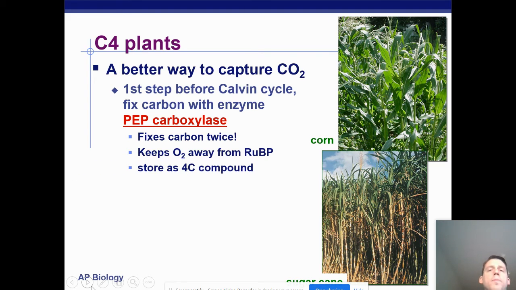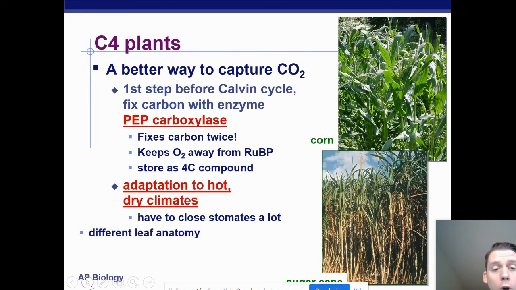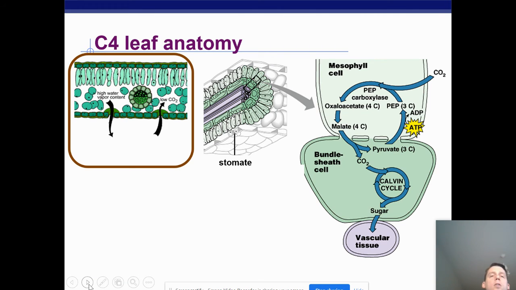So it's going to store the carbon, and then it's going to move it to a different cell. This is an adaptation to a hot, dry climate where the stomata have to be closed often. So leaf anatomy is different. Sugarcane, corn, certain grasses have this. Look at what's going on.